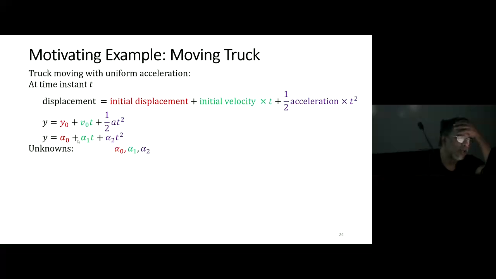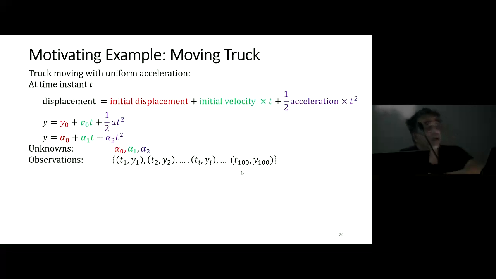So this is what we have, and in general this is the form. Alpha naught, alpha 1, and alpha 2 are the unknowns. This is what we want to find. Suppose we have 100 observations. The truck is going at uniform acceleration, that's all we know. We take 100 samples, and each time we record the displacement of the truck, where the truck is on the highway. T1 through T100 are the times, and the displacements of the truck are y1 through y100.